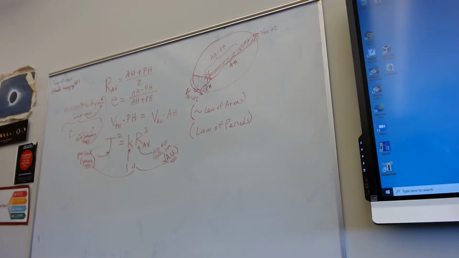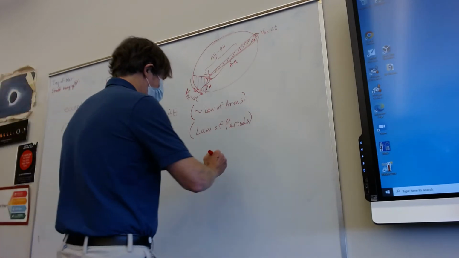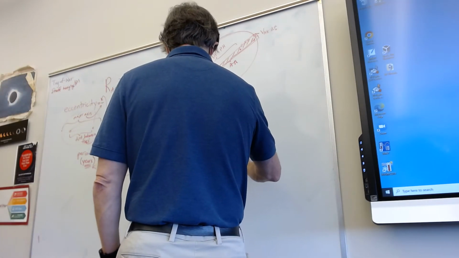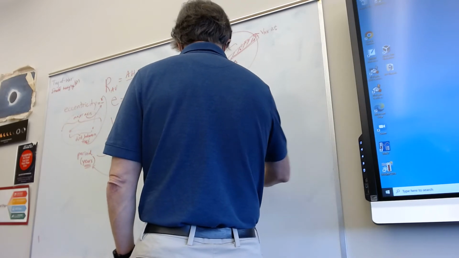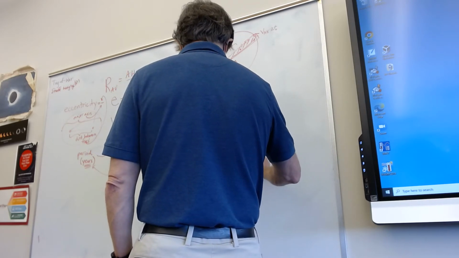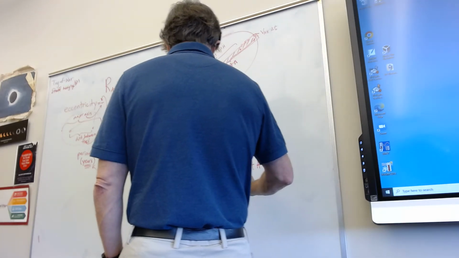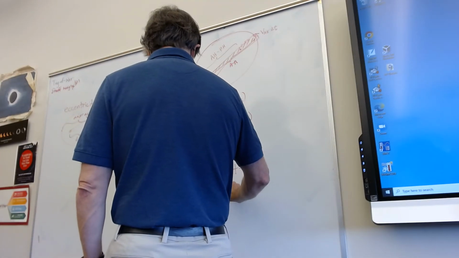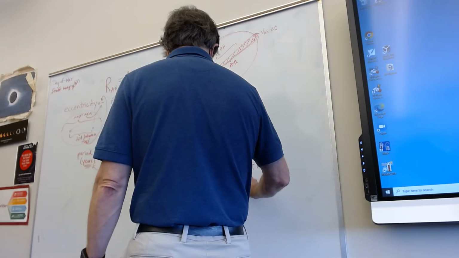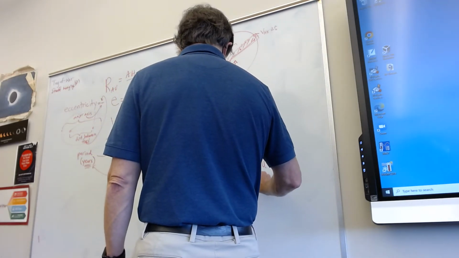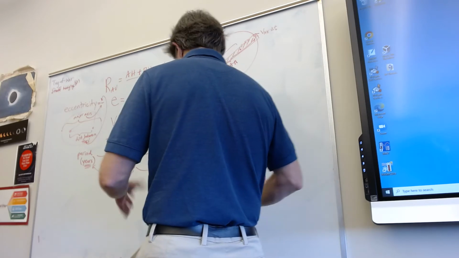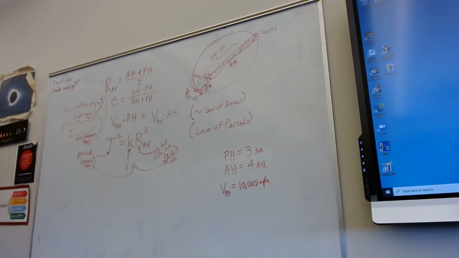Right. Okay, let me do it this way. What if I just flat out tell you that some planet has a perihelion distance of 3 AUs and an aphelion distance of 4 AUs? And maybe I'll tell you that at perihelion, I'm just making this up, it's going 10,000 miles per hour. Maybe that's not right, but I just made it up. Figure out everything you can. What all can you figure out if I tell you those things? I told you the perihelion. I told you the aphelion.